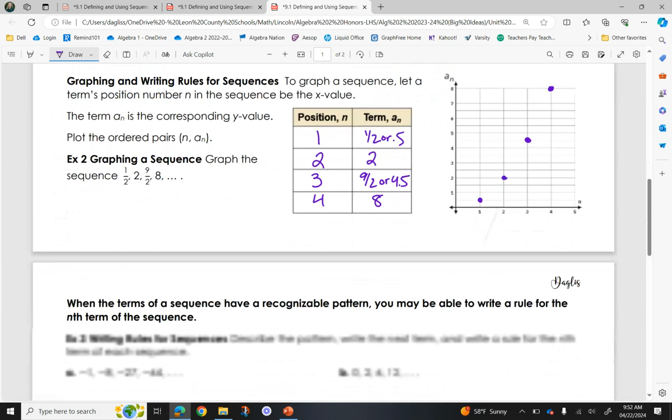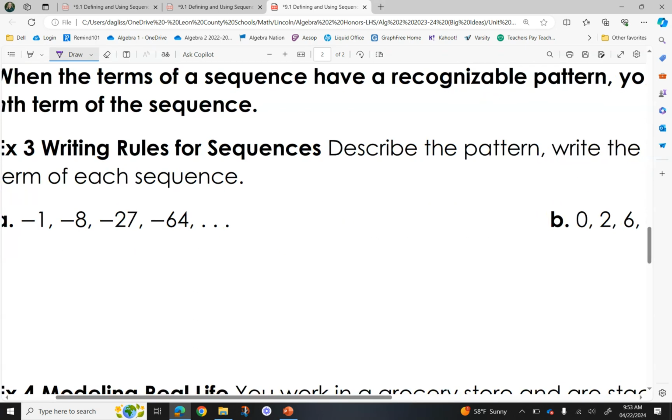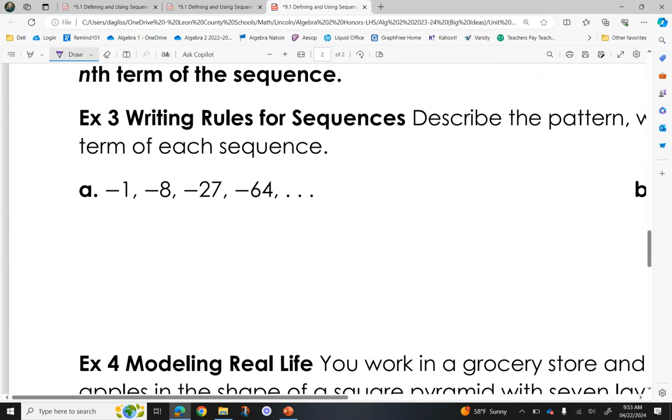All right, so now let's go into writing rules, okay? So when the terms of a sequence have a recognizable pattern, you may be able to write a rule for the nth term of the sequence. So I can find any piece of my sequence. I can find the 100th term as long as I know what the pattern is without having to do the first 99, okay? Describe the pattern, write the next term, and write a rule for the nth term of each sequence. So we'll do this first one together, and then you'll do the next one, okay?